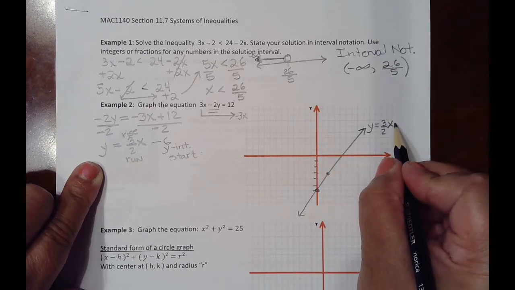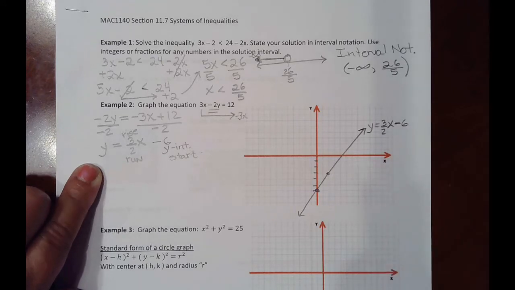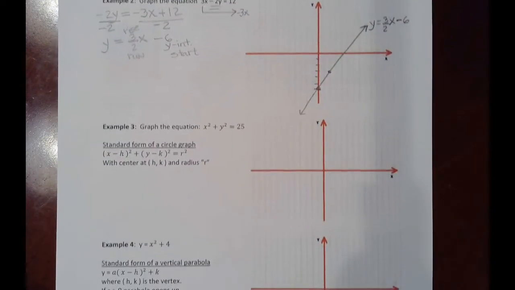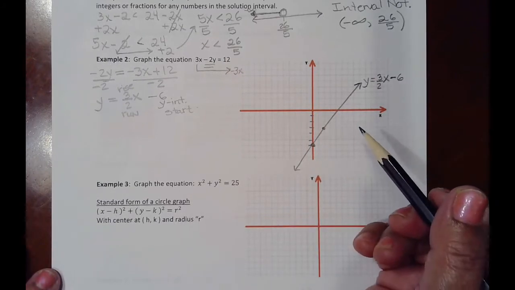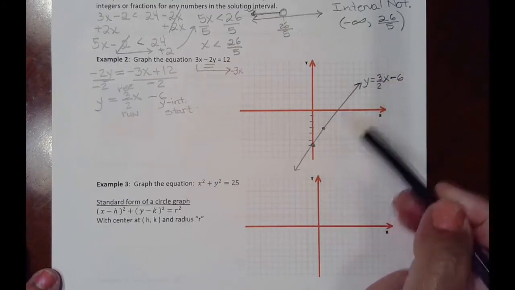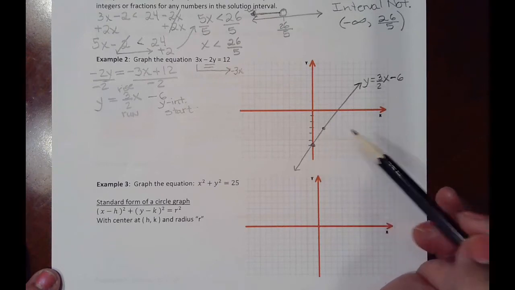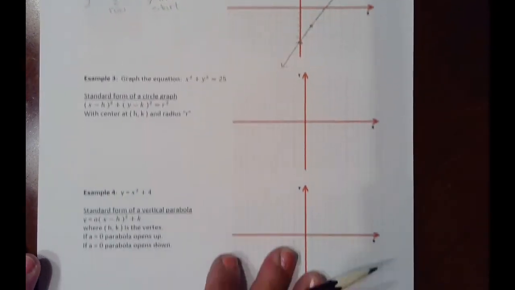Let's see, what was the constant? -6. Okay, and when you graph these in My Math Hub, all you're going to do is click the graph that looks like this, a line, and then click on 2 points and it'll connect them.